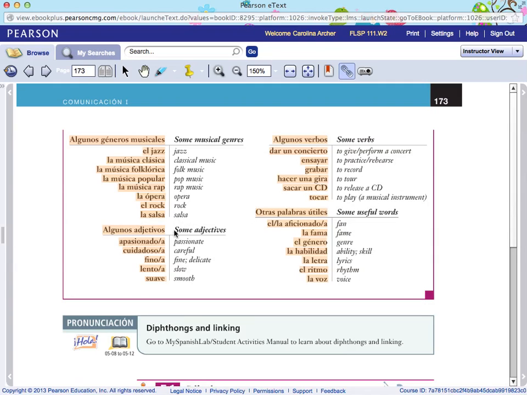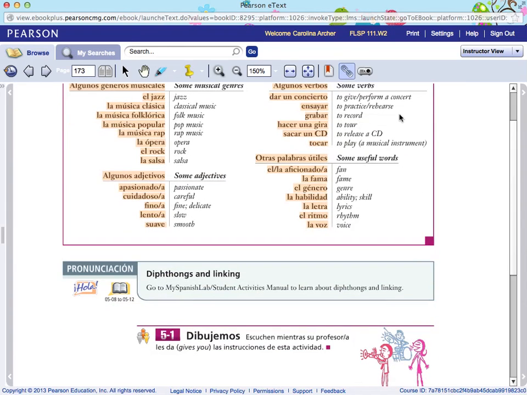Some adjectives here. Apasionado, passionate or apasionada. Remember that adjectives have to agree in gender and number. Cuidadoso, careful or cuidadosa. Fino, fine or delicate or fina. Lento, slow or lenta. Y suave, smooth. And some verbs. Dar un concierto, to give or to perform a concert. Ensayar, to practice or to rehearse. Grabar, to record. Hacer una gira.